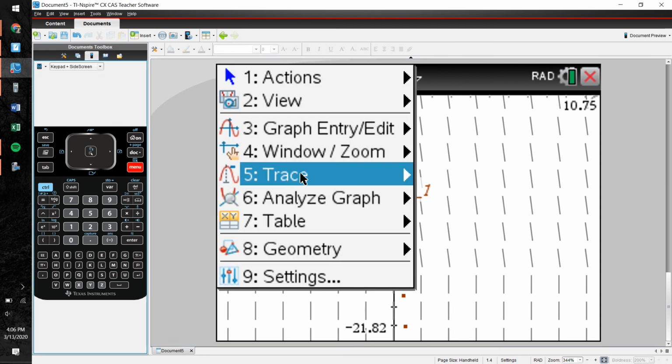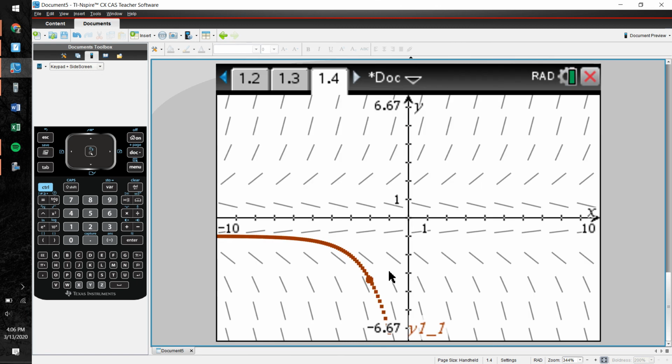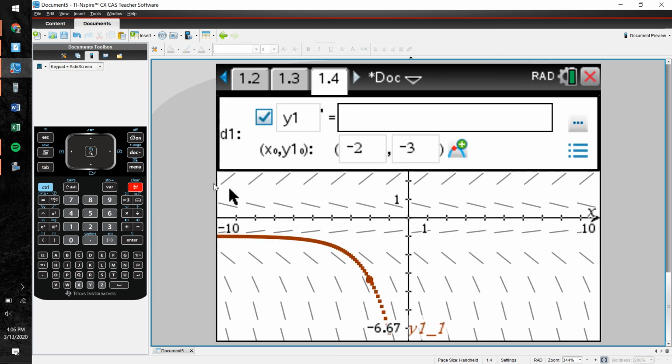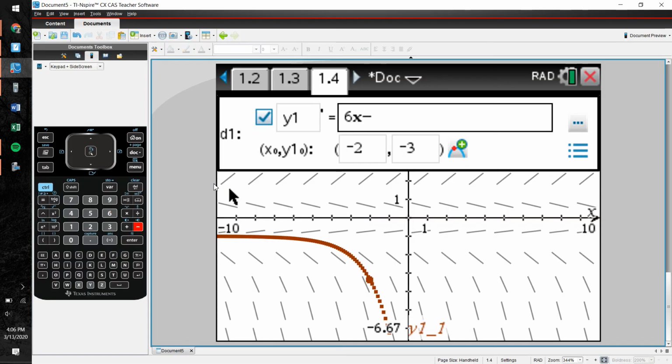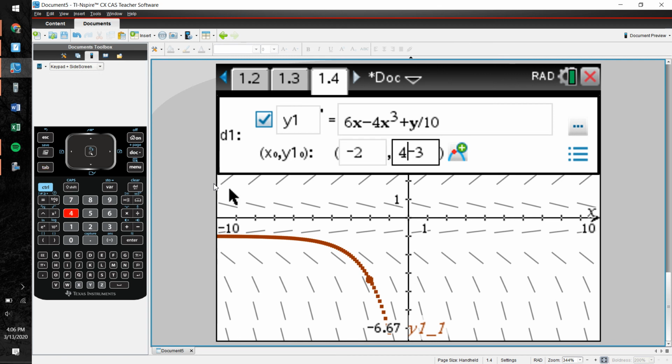What if I went back to Menu, Window, and Zoom, and went back to Standard? Now, my initial condition is going to be wrong here, so let me go back and try. Oh, we didn't change the derivative either. So if I hit Tab, all right, let's change this derivative around here, and it was 6x minus 4x to the 3rd power, and then a plus y over 10. That's what it looked like. And our initial condition still started at negative 2, but our first x value was 4.